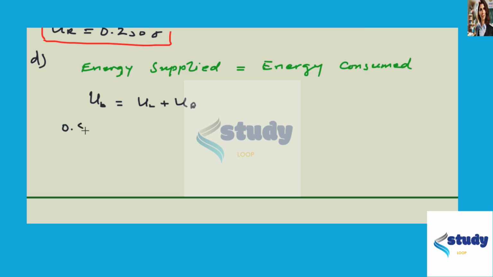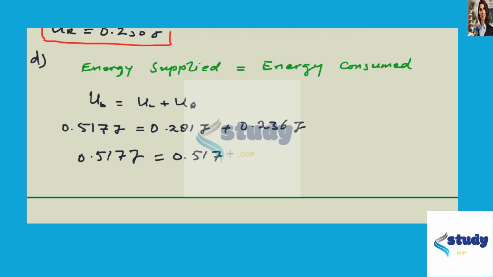0.517 joule is equal to 0.281 joule plus 0.236 joule. So this will give us 0.517 joule is equal to 0.517 joule. So this validates the law of conservation of energy. Therefore we can say that the calculations are true. End of the question.